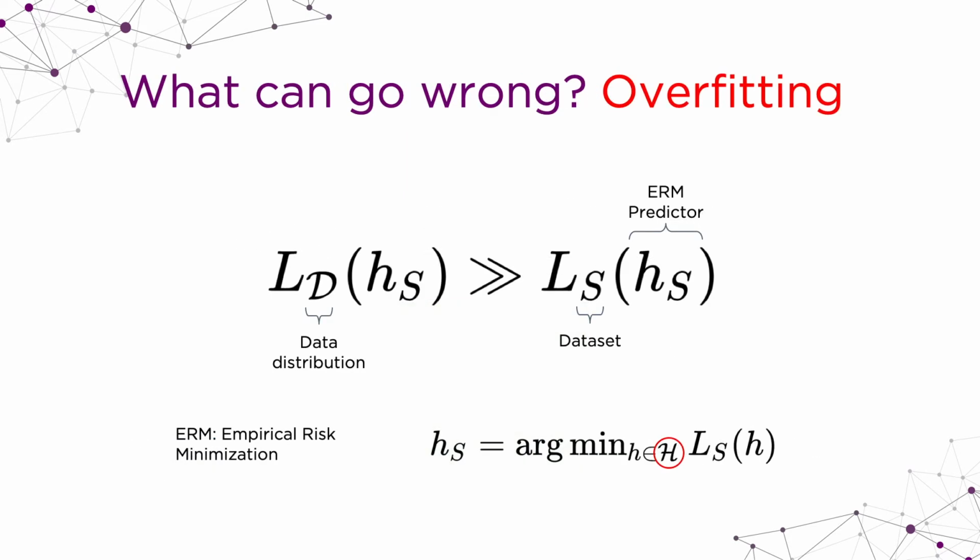And this is called overfitting. This is really the main problem that you will have to deal with when you're training models: there will be a discrepancy between the real risk and the empirical risk that you can evaluate on your dataset.